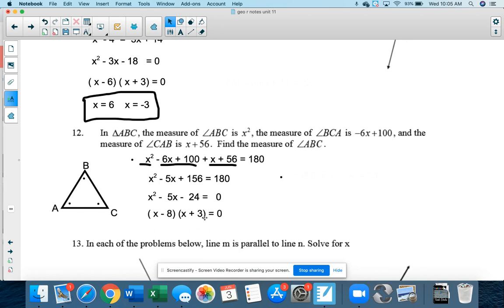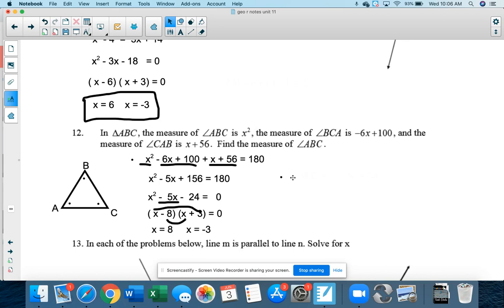So negative 8 times 3 is negative 24. And when I check this out, negative 8 times x is negative 8x, and my positive 3x would give me that negative 5x as a middle term. So once I have it factored, I set each factor equal to 0. So x minus 8 equals 0, which results in an answer of x equals 8. And x plus 3 equals 0, which results in an answer of x equals negative 3.